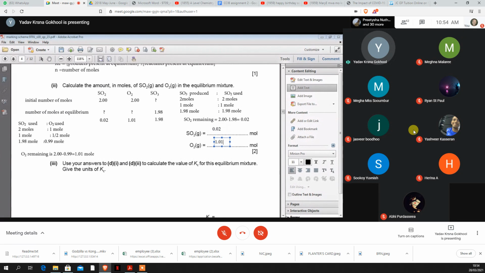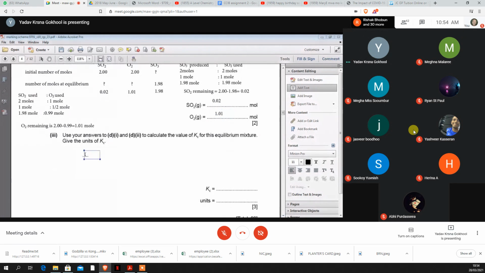What we have to do is calculate Kc. Kc is equal to the concentration of SO3 to the power of 2, divided by the concentration of SO2 to the power of 2, multiplied by the concentration of O2.